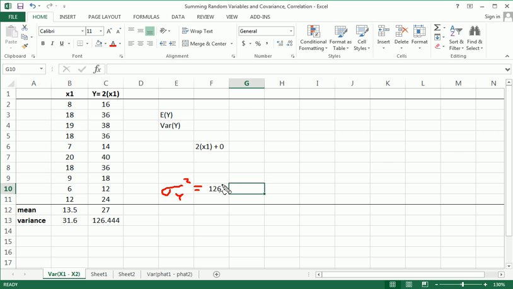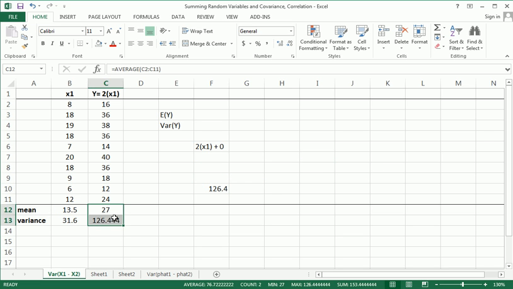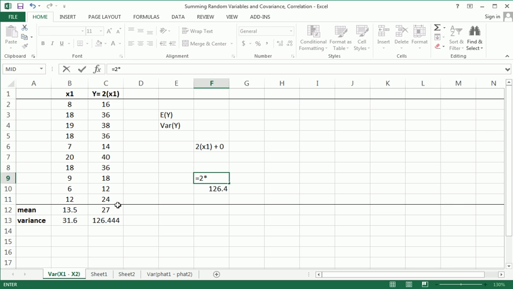Now let's look to see if that actually pans out if we calculate the variance of 2 times x1. So we also saw that the mean was 2 times the mean of x1, which is 2 times 13.5. So 27. And if you're peeking over here, you see that we actually are getting these numbers. But let me show you that these calculations were done in a different way than the ones we did over here.